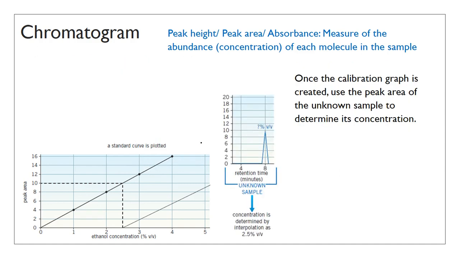Once you've got your calibration graph, you can then use it to determine the concentration of the unknown. So this is my unknown. I don't know what concentration it is, but from the analysis, I can work out the peak area. So this is simply a matter of reading a graph. You're given the y coordinate and you need to work out the x coordinate, which in this perfect example works out to be 2.5% volume by volume. And that is how, generally speaking, a calibration graph is used to determine concentration.